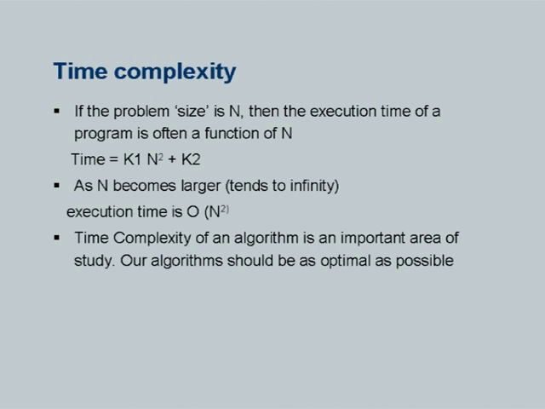In conclusion of the discussion on these execution timings, I will mention this. First, if the problem size is n, then the execution time of a program is often a function of n. Therefore, the time is represented typically by some expression like k1 times n square plus k2, where k1 and k2 could be arbitrary constants. It is useful to tell our students right in the first year introductory course this notion of representing time complexity typically by a polynomial.